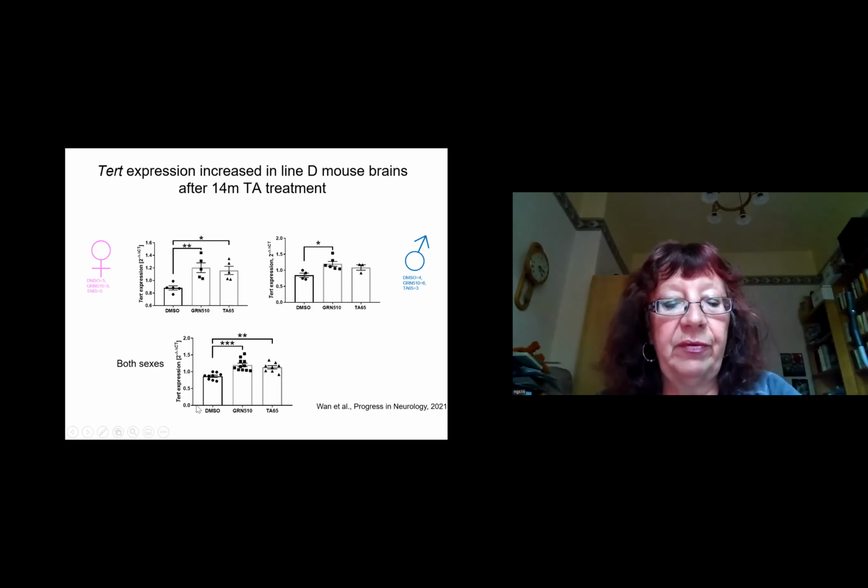So we then went on to characterize some of the motor and balance phenotypes. We used a rotarod. We placed the mice on the rod, and now it's not a static rod, but one that is incrementally increasing the speed.